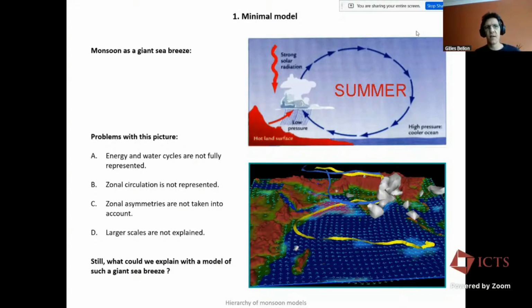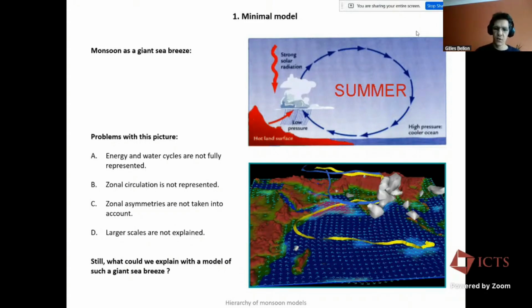In a way, the simplest idea of the monsoon, depending on how you describe it, is that of a giant sea breeze. So some would say, okay, we have hot land surfaces and air rises over hot surfaces, and the breeze comes from the sea. This way we have an overturning circulation. That's a very simplistic vision.